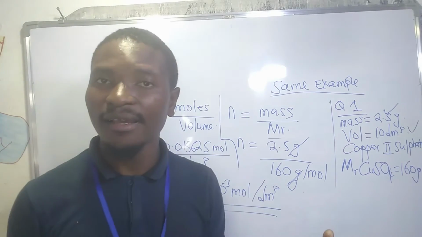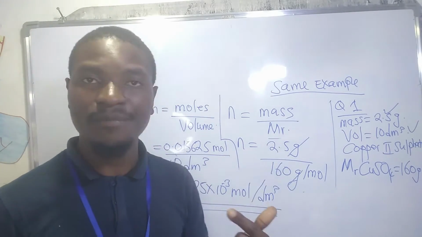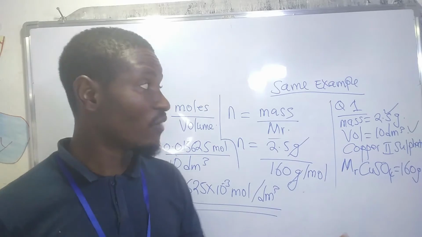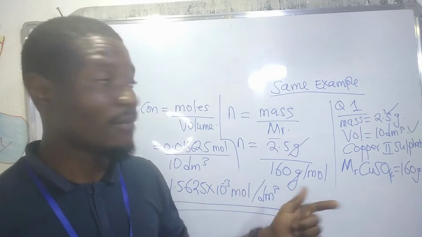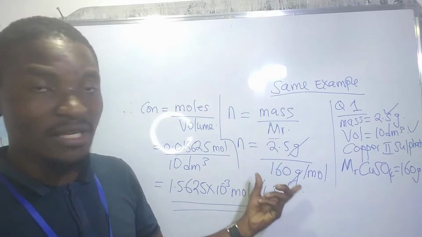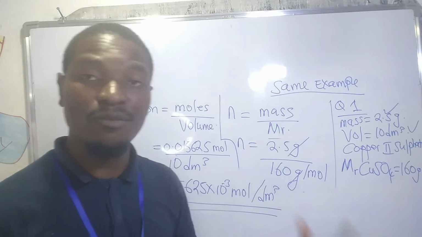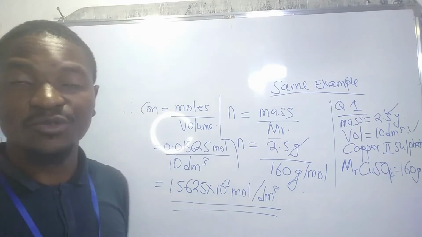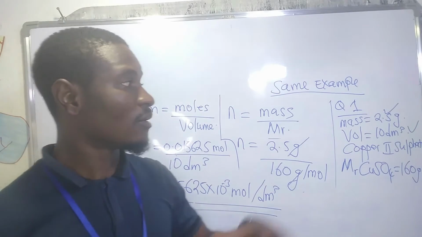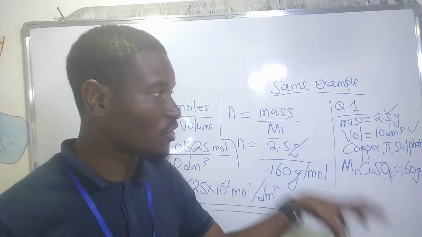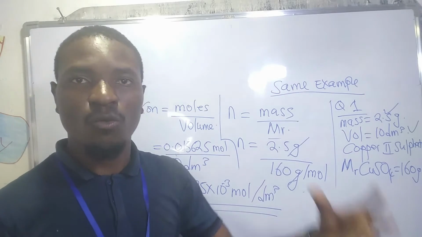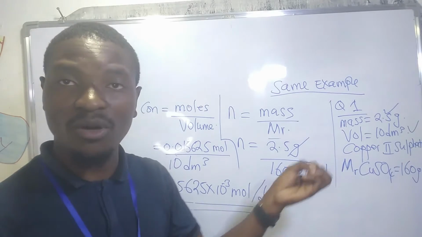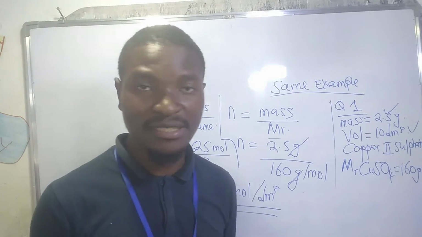First of all, take note of the quantities that you have, the mass and the volume. Convert the mass. So this 2.5 gave us the number of moles. And then from there, we found the concentration in moles per cubic decimeter. So this is how you could have answered question 1 if the final answer was required in moles per cubic decimeter.